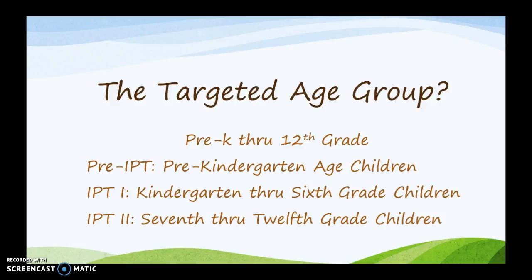So, the targeted age group. Pre-K through 12th grade is the targeted age group for the overall testing tool of IDEA, yet each specific part of IDEA is focused on a specific age group. As you can see here, pre-IPT focuses on pre-kindergarten age children. IPT-1 focuses on kindergarten through 6th grade children. And IPT-2 focuses on 7th through 12th grade children.